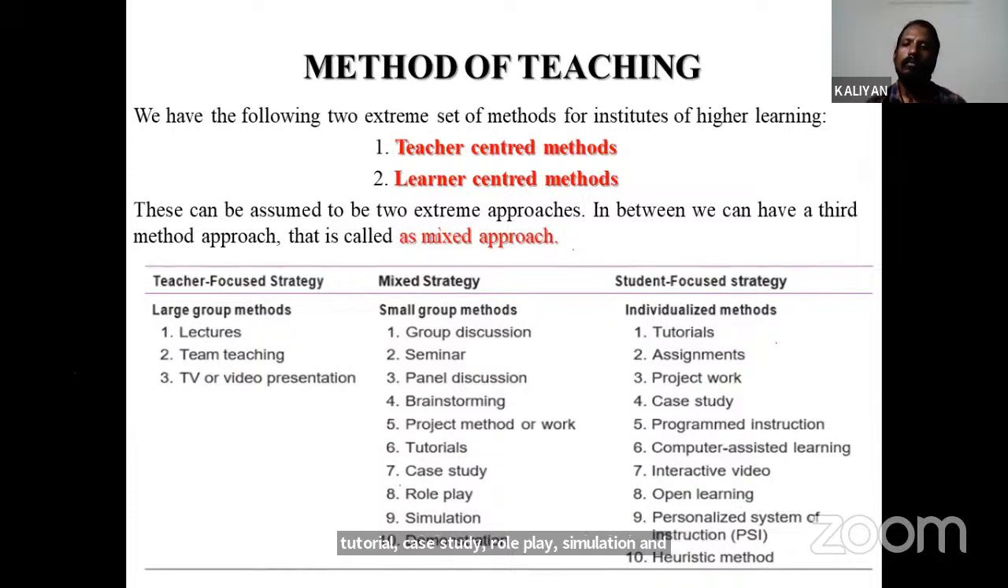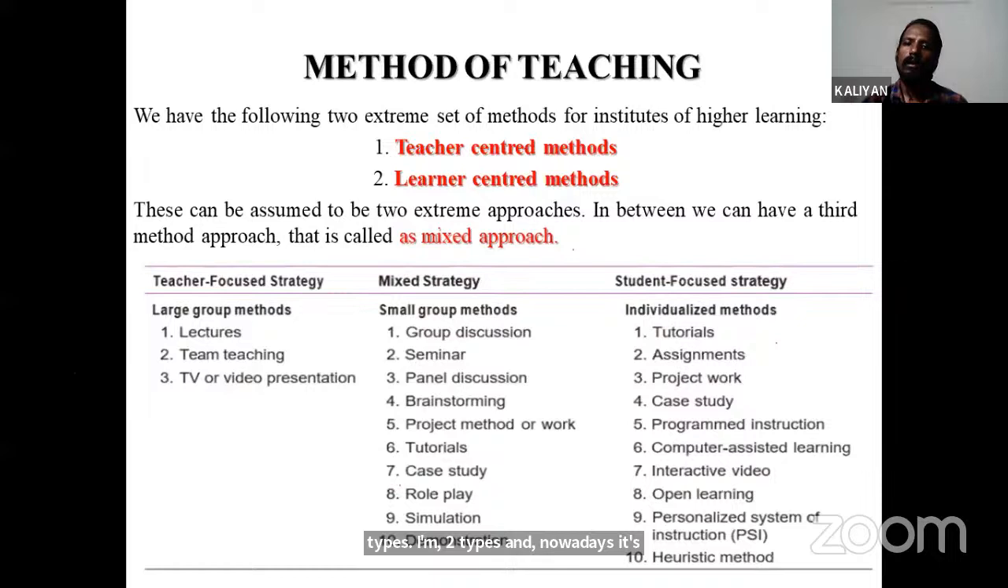And student focus strategy, so basically individual methods: tutorial, assignment, project work, case work, programmed instruction, computer assisted learning, interactive video, open learning, personalized system of instruction, and heuristic method. So these are the methods of teaching. There are three types, majorly two types, and nowadays the third type is upcoming, the mixed strategy.